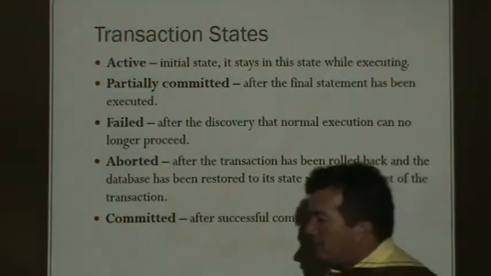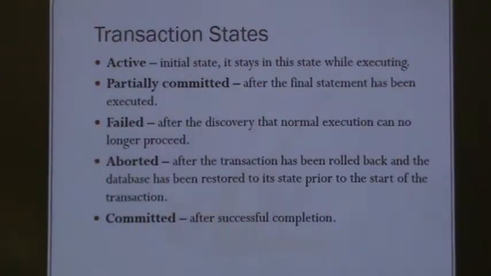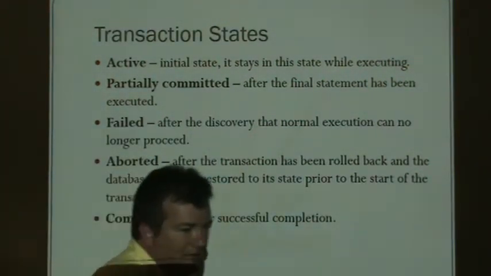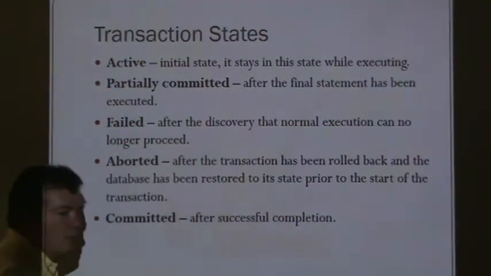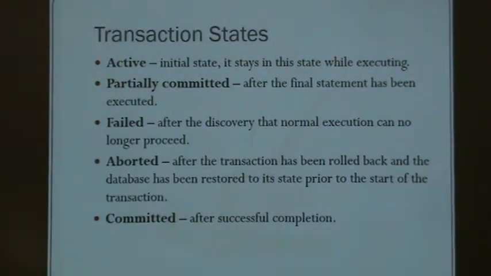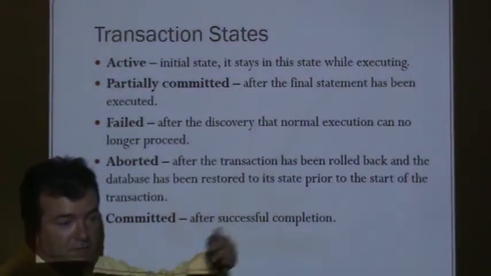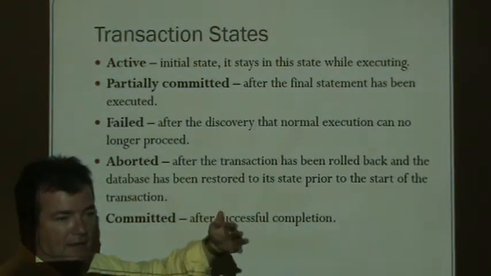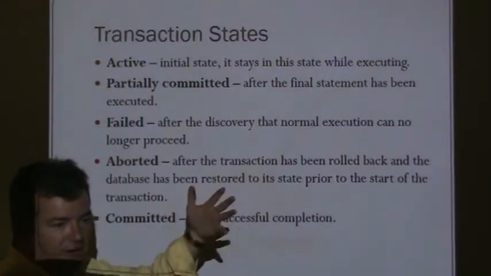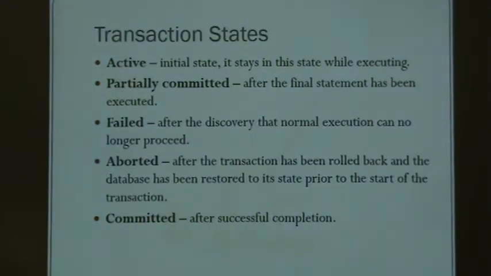So the states of a transaction could be: the transaction is active, which is the initial state, which says it is currently running. Partially committed, which would be after the transaction's statements have been executed, but we're issuing a commitment. We want to say that we're done, and the database is checking the graphs to see if everything that needed to be committed before us has finished, then we could be officially considered finished.